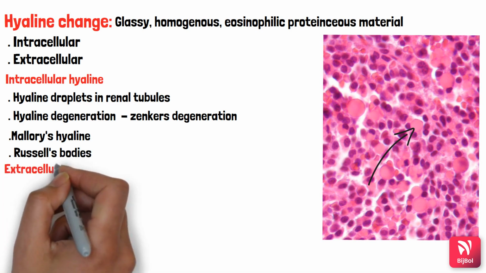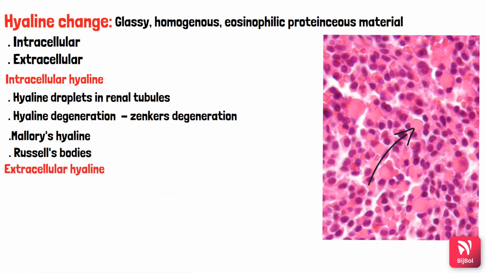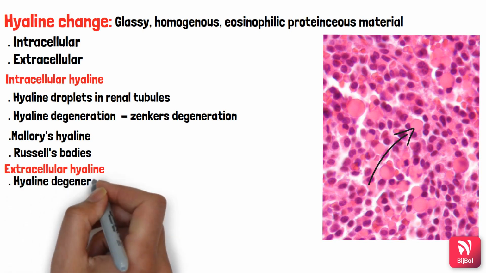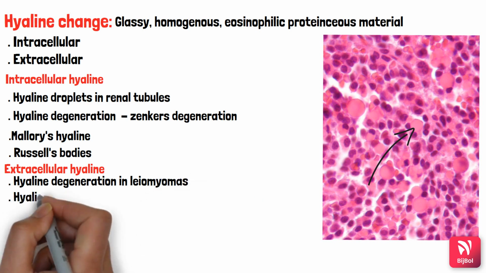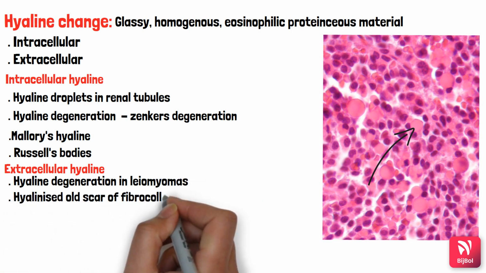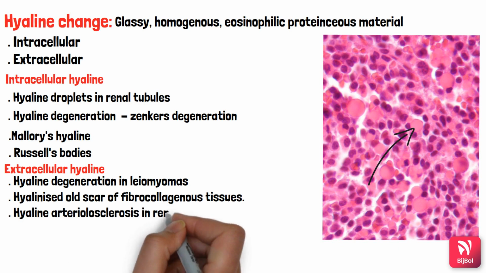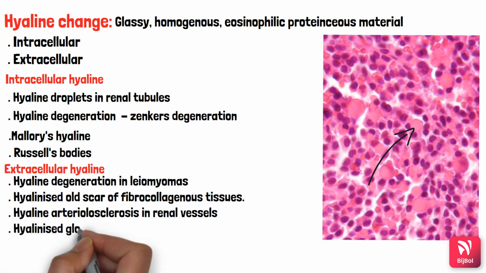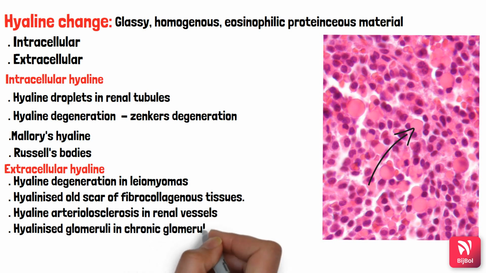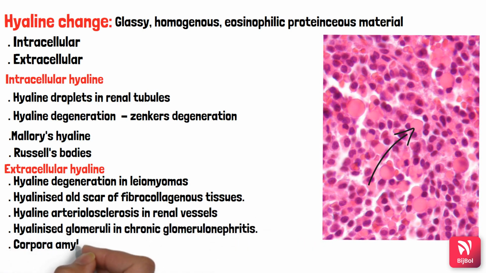So next is extracellular hyaline. This extracellular hyaline is outside, in the extracellular matrix. So it is seen in case of leiomyomas, that is hyaline degeneration in leiomyomas, and in case of old scars of fibrocollagenous tissues, there will be hyalinization which can occur. And in arteriosclerosis in renal vessels, hyalinization can occur, and hyalinized glomeruli can be seen in glomerulonephritis. And in case of corpora amylacea, that is in prostates of the elderly, hyalinization can be seen. So this is all about hyaline change.